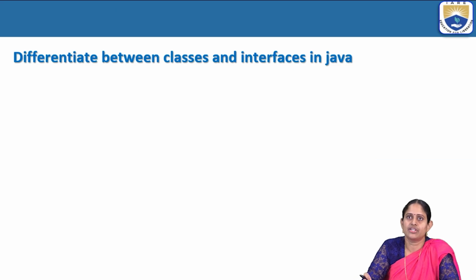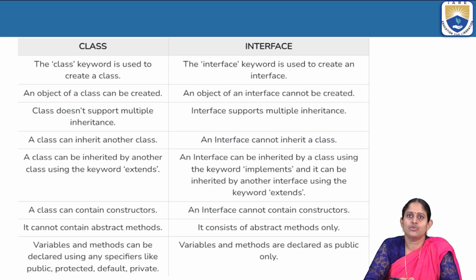Next question is to differentiate between classes and interfaces in Java. Class is a keyword used to create a class, whereas interface is the keyword used to create an interface. An object for a class can be created. Classes don't support multiple inheritance. Classes can be inherited by another class using the keyword extends. A class can contain constructors, and classes cannot contain abstract methods, and variables and methods can be declared using any specifier like public, protected, default or private.